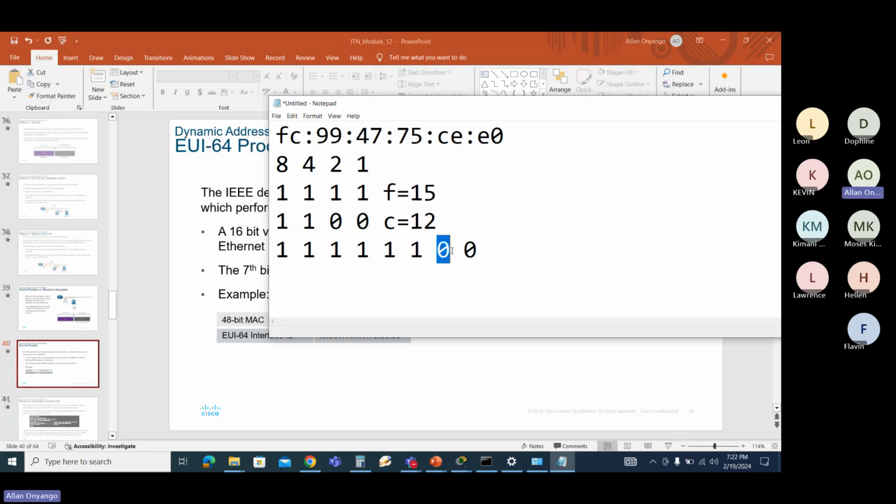Bits are zeros and ones, isn't it? If a bit is not a zero, it is a what? It's a one. If it's not a one, it's a what? So if you flip a zero, what do you get? You get a one. It's like head and tail. If you flip a coin, you either get a tail or a head, isn't it? So the same thing, we flip the seventh bit and we should now have one.